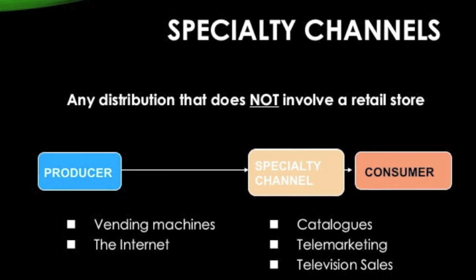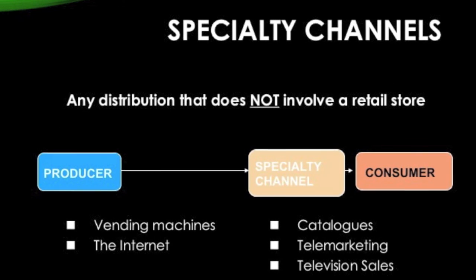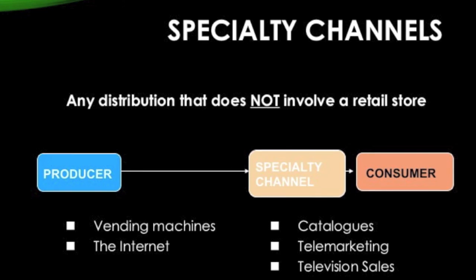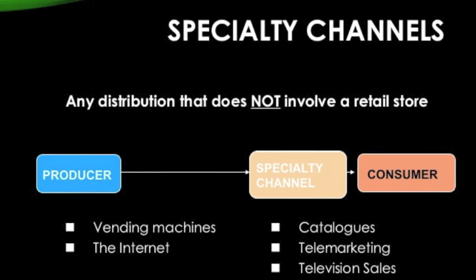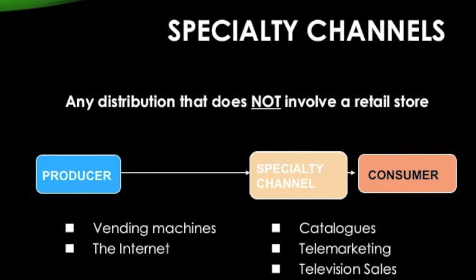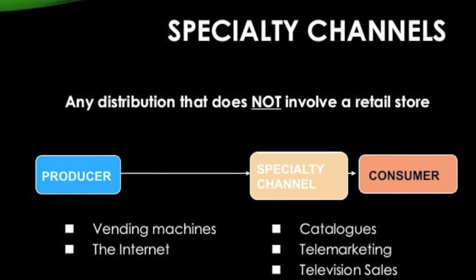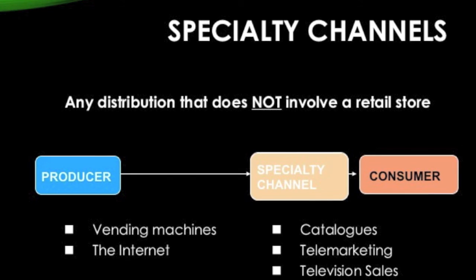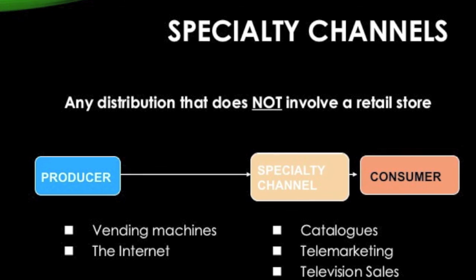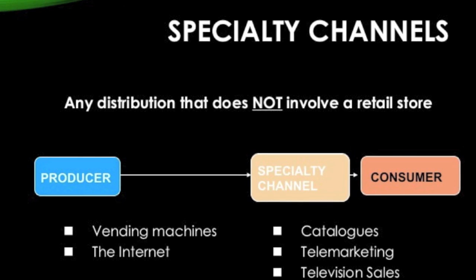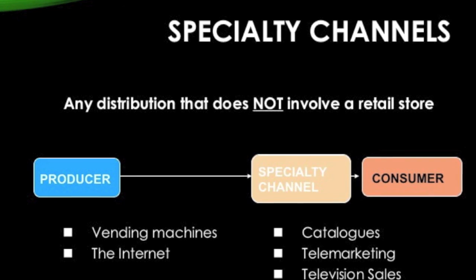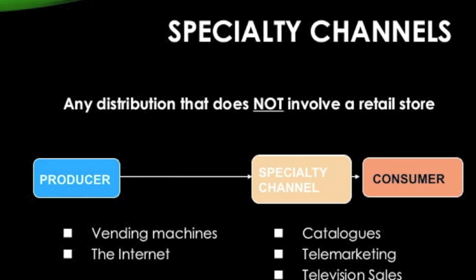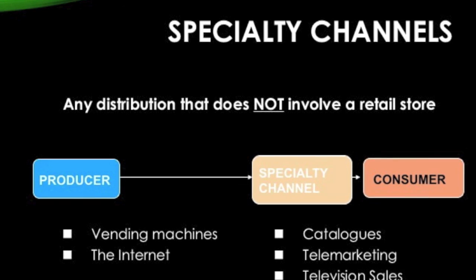So the last channel we're going to look at is a specialty channel. So that is essentially any distribution that does not involve a retail store. So that's where the producer goes through the specialty channel right to the consumer. Some examples of this are a vending machine, the internet or online shopping, catalogs, telemarketing, and television sales. Telemarketing is where companies use the phone to call customers and ask them if they're interested in purchasing something.